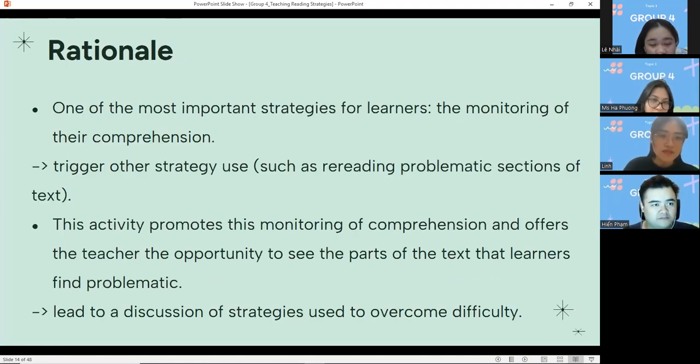And I think this strategy is one of the most important strategies for learners, because it can monitor their comprehension, and based on that, the teacher can have the reason to choose to see the part of the text that learners find difficult, and then they can find a suitable strategy to help learners overcome their difficulties in learning reading skills.